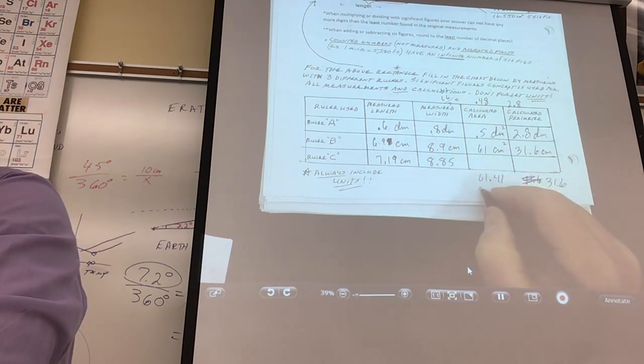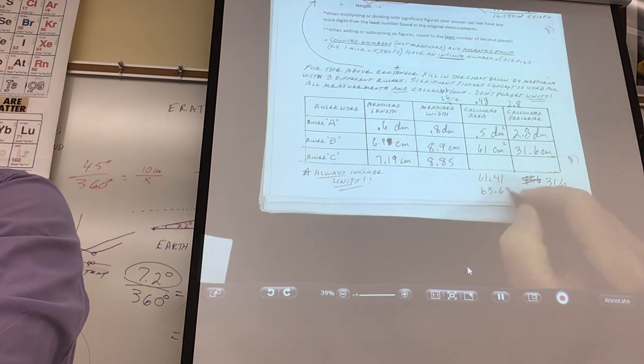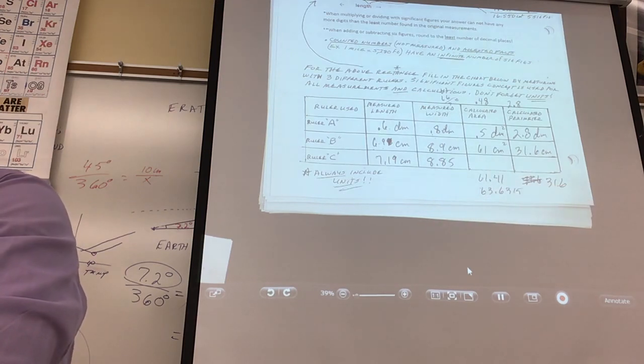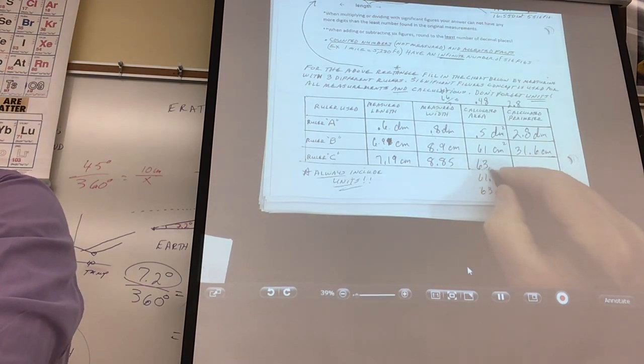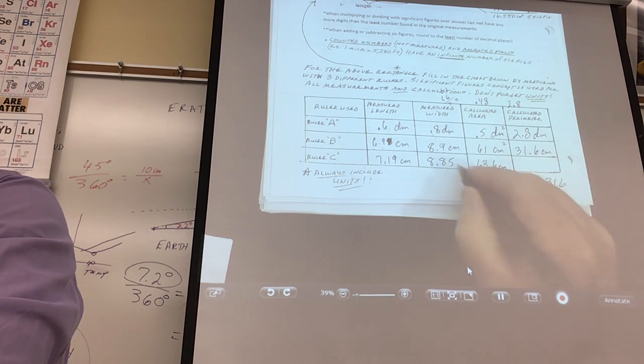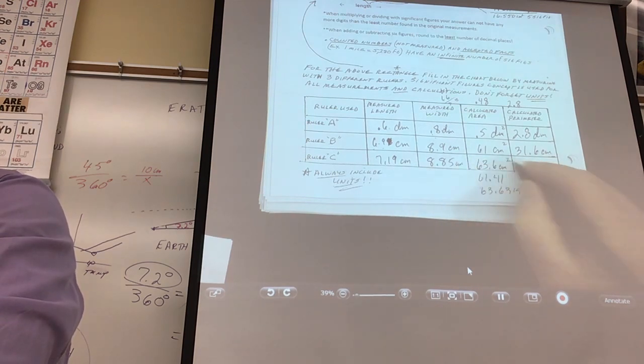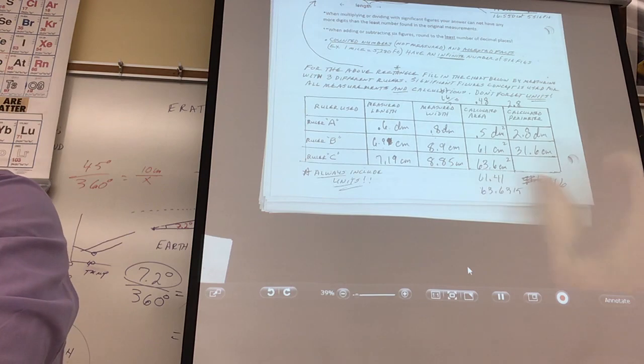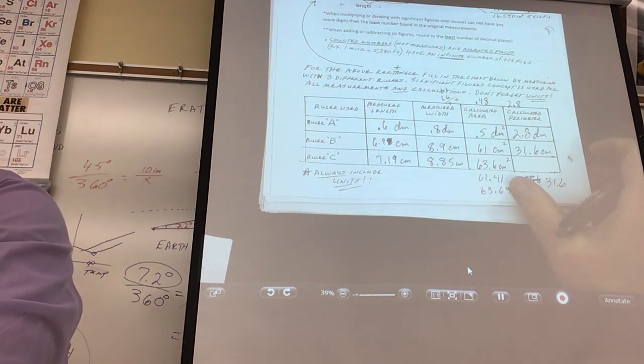For area, 63.6315. All right, what are you going to write down? I wrote down 63.6. And why'd you do that? Because that is the least number of sig figs. Yes, and there are 3 and 3, so I had to round to 3. I look at the fourth one, not big enough.